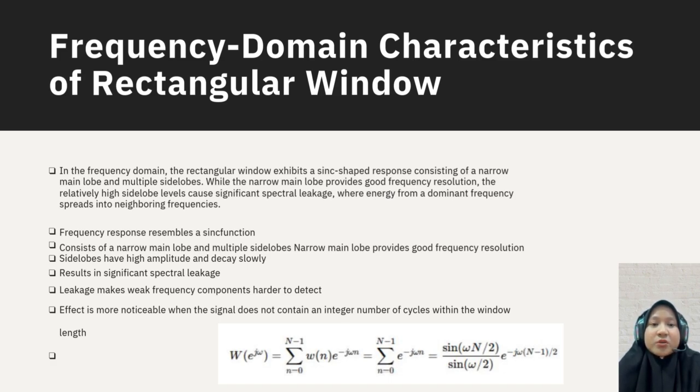In summary, although the rectangular window offers good frequency resolution due to its narrow main lobe, its high side lobe level results in significant spectral leakage, making it less suitable for precise spectral analysis.